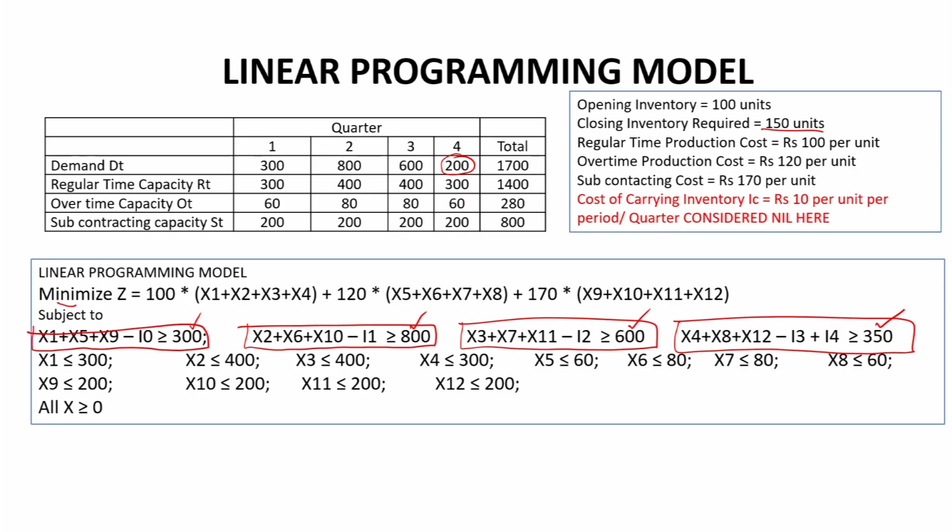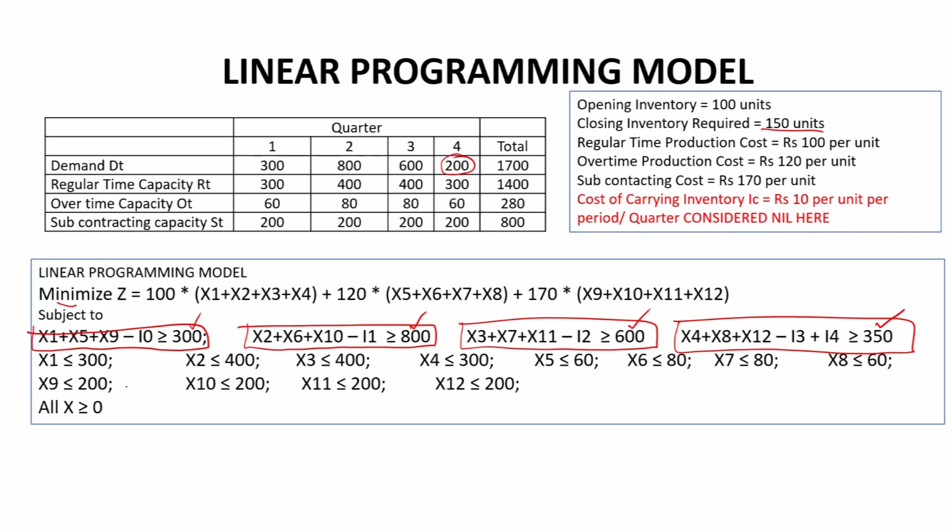On the other hand, in the previous case, when we were talking about maximization type, you might have observed that the constraints were of less than type. I cannot consume more than the given resources. Here I have to produce more than the required demand.